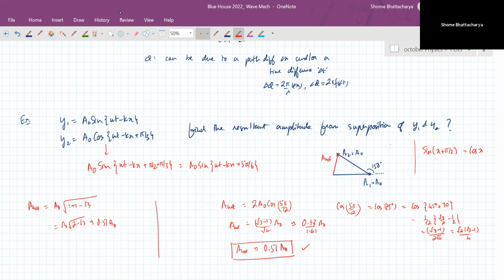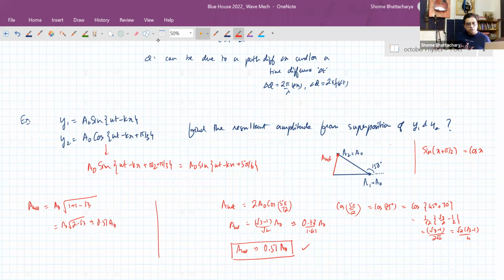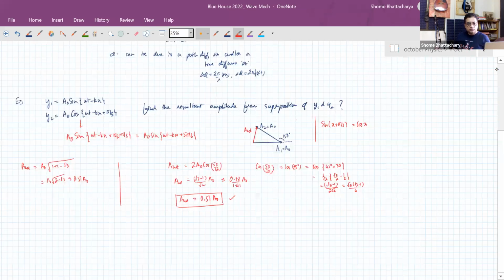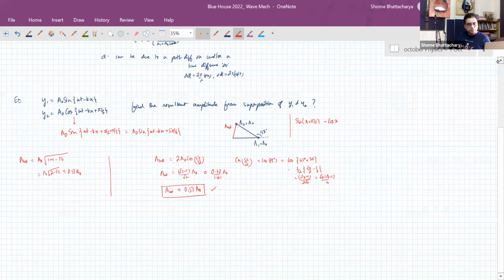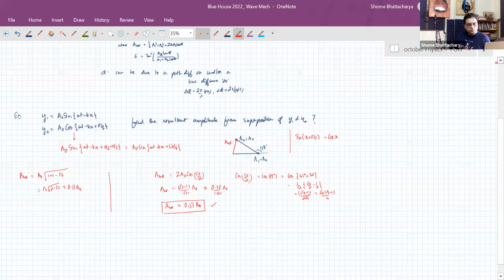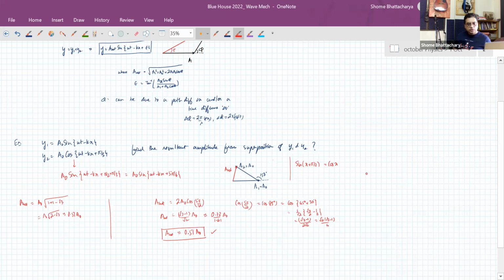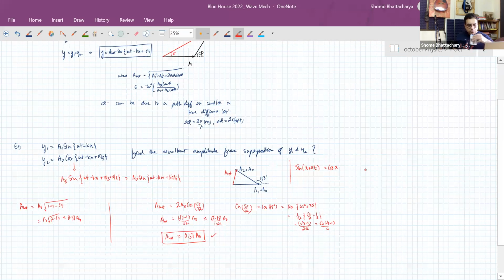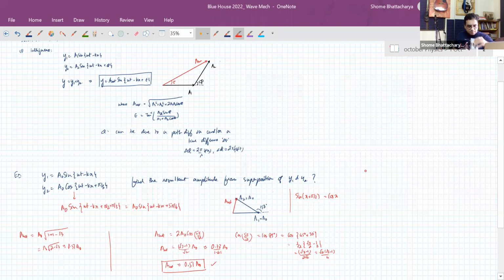Those who have joined late, just minimize, and you can note down this question, work it out later. We're just doing a quick recap of interference. Even though after interference, we've also done standing waves in the last lecture. This is the most important part of this chapter, so I'm just doing some additional practice questions.